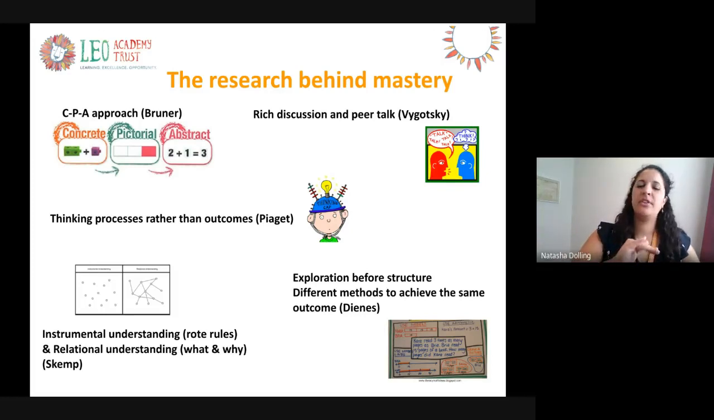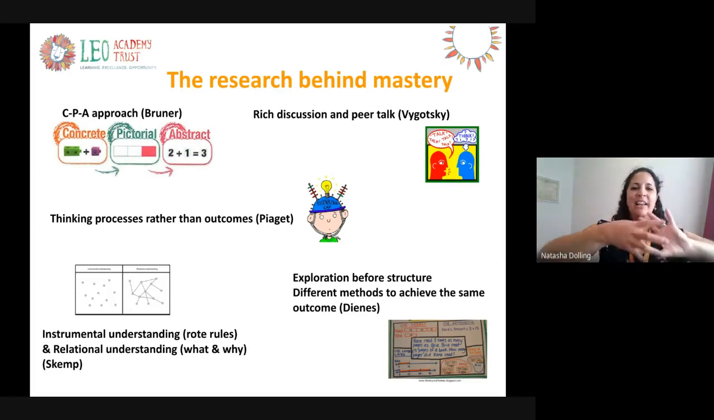Again, I'm sure you've heard of Piaget. He and his research was very much around thinking processes rather than outcomes. So the answer only being the beginning, and tackling and unpicking how we got to that and the multiple ways of getting there. And at Liu Academy Trust, we very much follow the Maths No Problem scheme, and the structure of the in-focus task is exactly the essence of that. It's the process of having got to the answer rather than this is the answer, we'll move on.